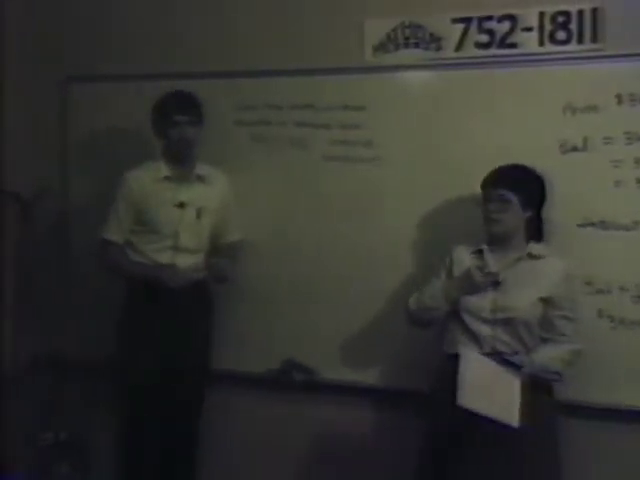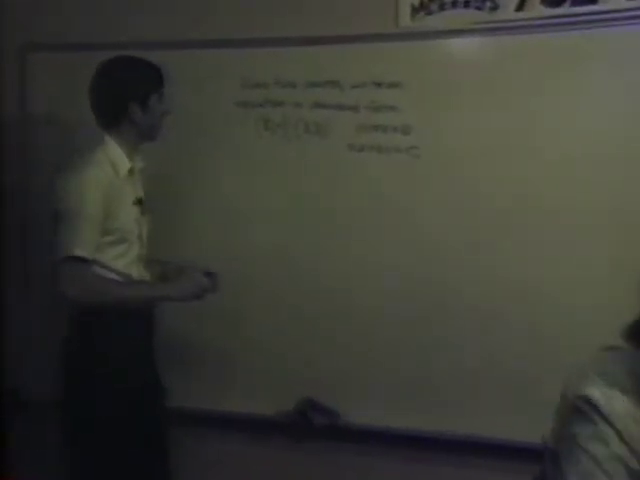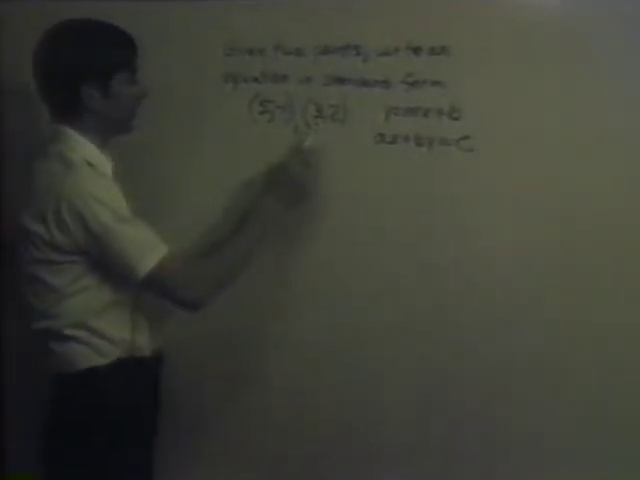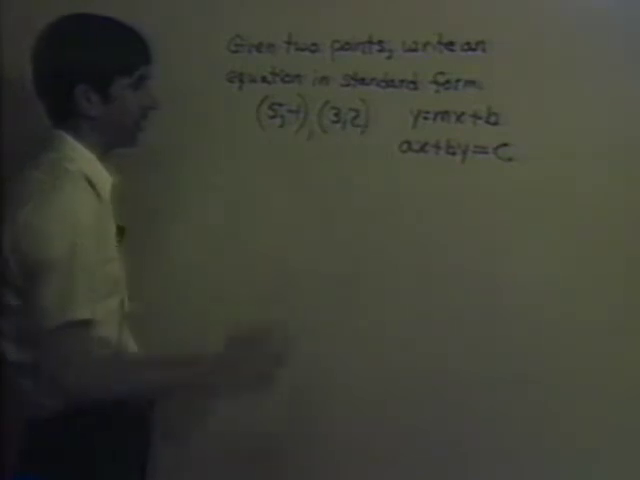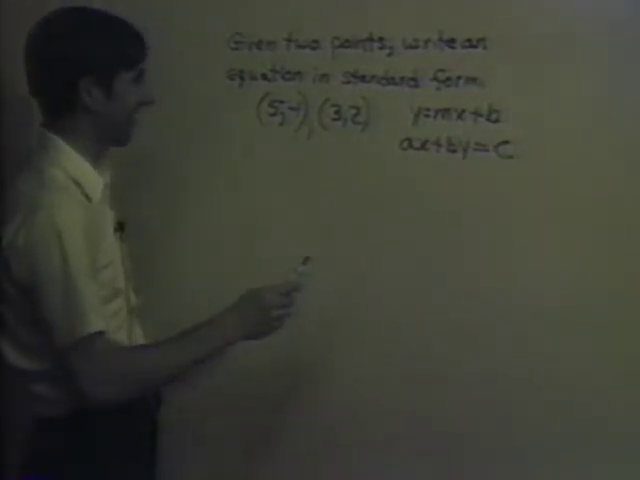Okay, we have Bun with us. Are you ready, Bun? Yeah. Okay. We've got these 2 points. We want to write an equation in standard form from these. So do you know how to proceed here?